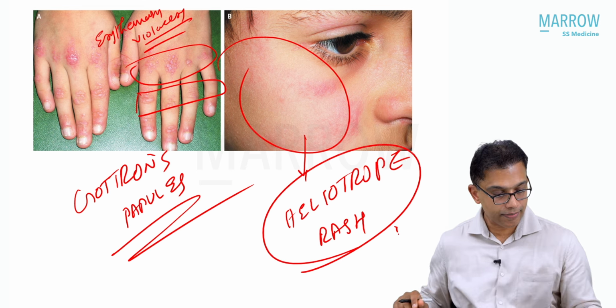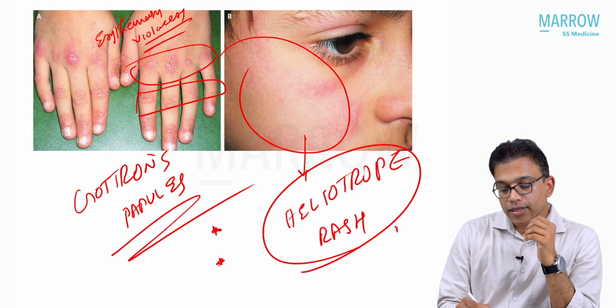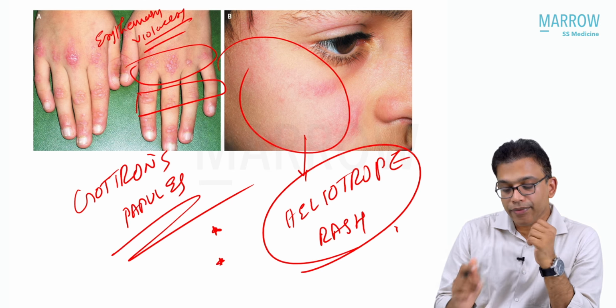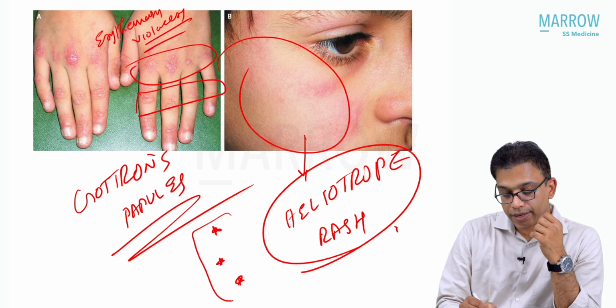So how do you proceed? Basically, clinical evaluation is important. For example, the skin manifestations that we have discussed, then the muscle features, whether the patient is having muscle weakness, then you can go for a muscle biopsy if it is indicated.